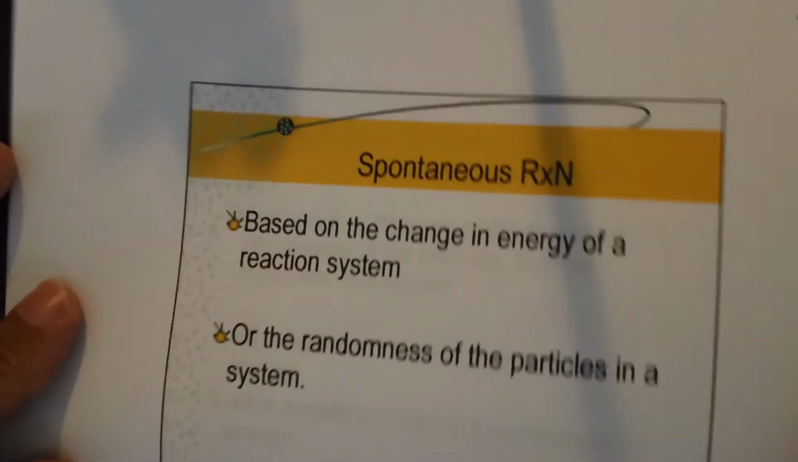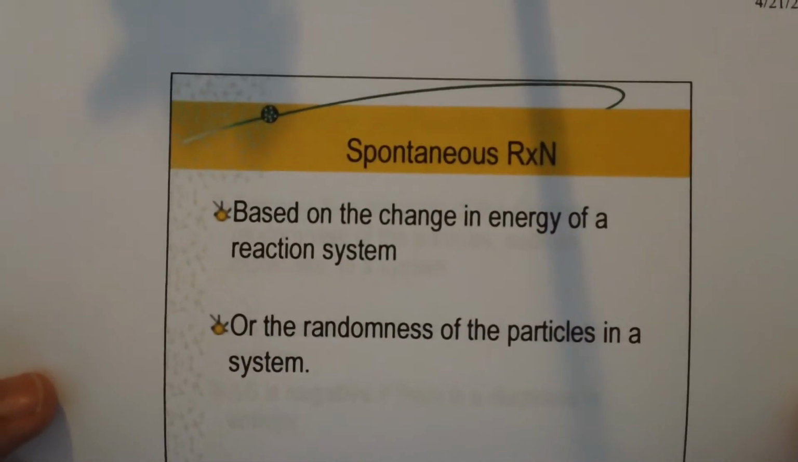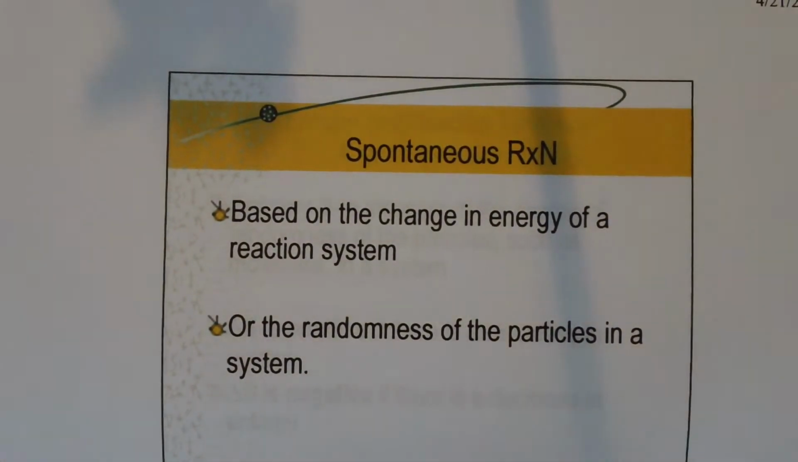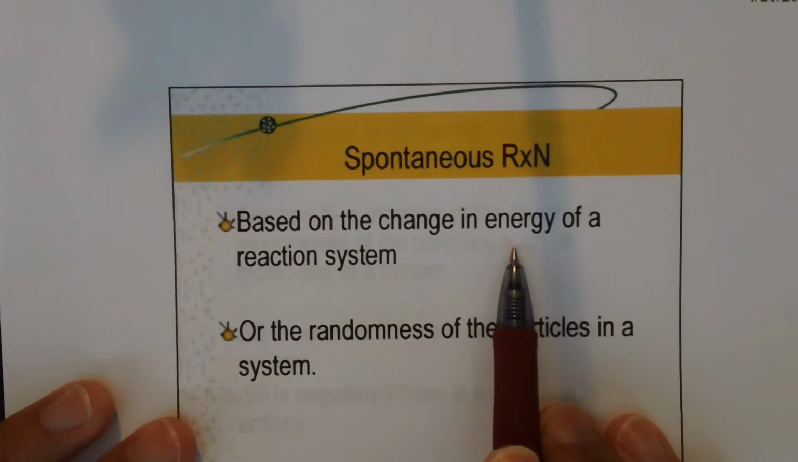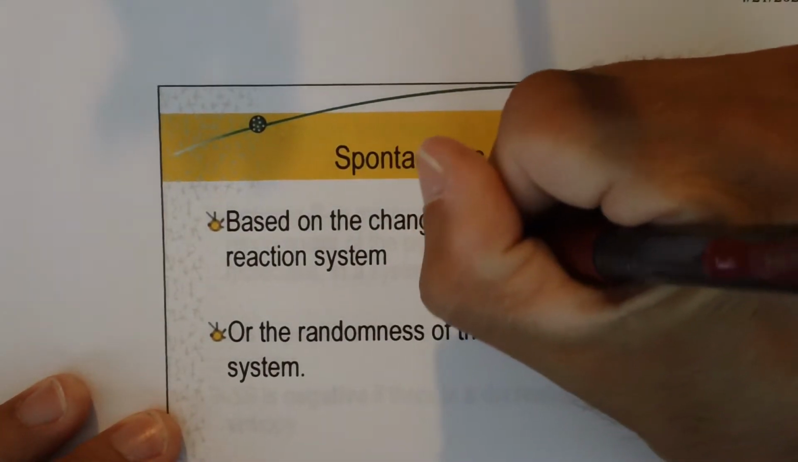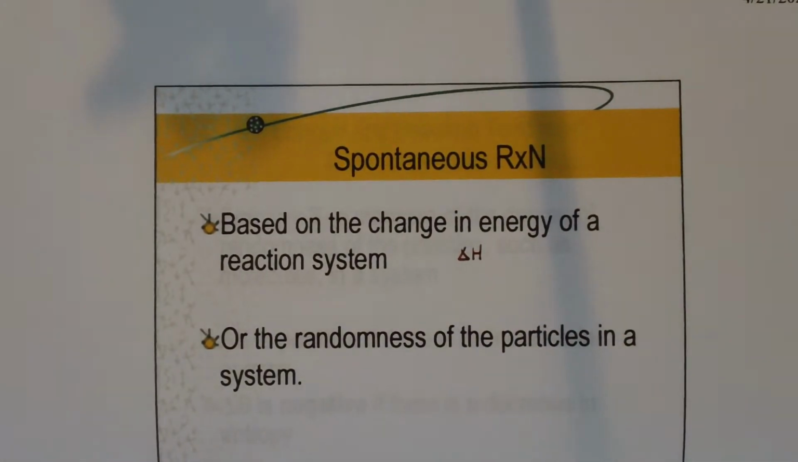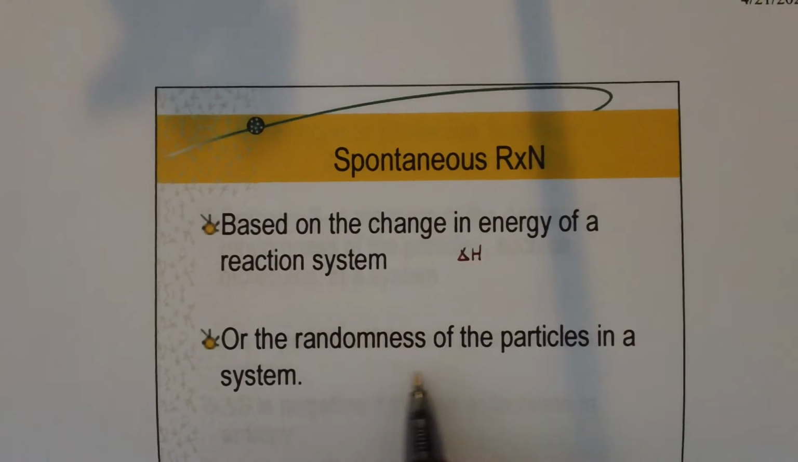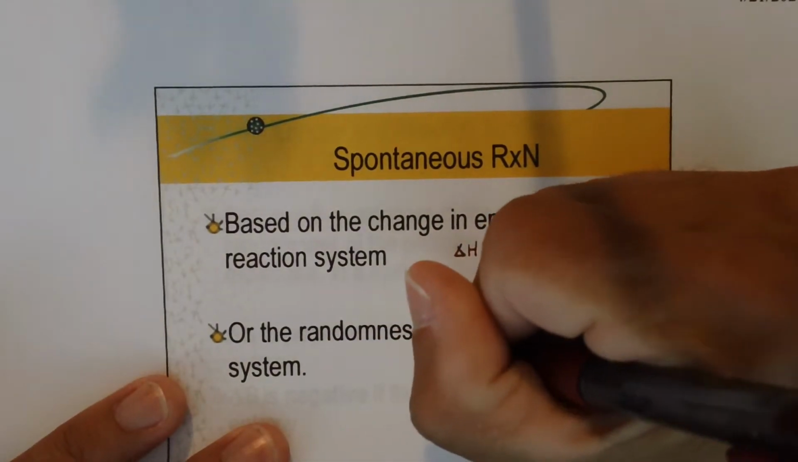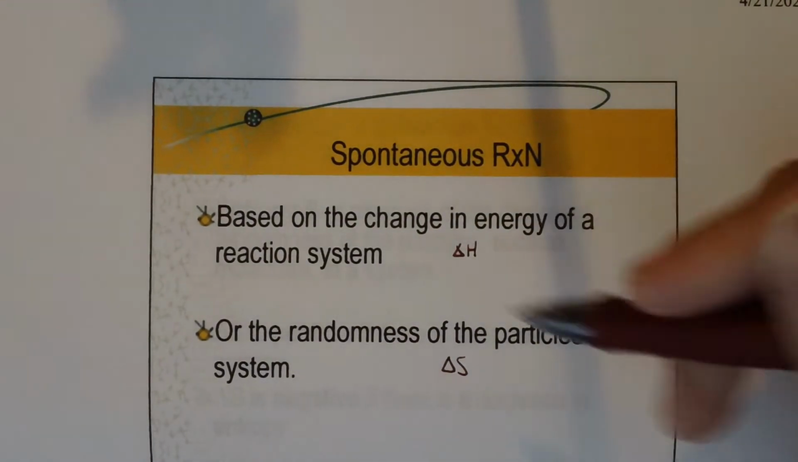So there are two things that contribute to spontaneity of a reaction, whether a reaction occurs without any additional outside force. The first one is the change in energy. That's your enthalpy that we just talked about. So this is our delta H. The second thing that contributes to the spontaneity of a reaction is the disorder or randomness of the particles in the system. This is described by a delta S, entropy, and usually we're looking at the states of matter here.